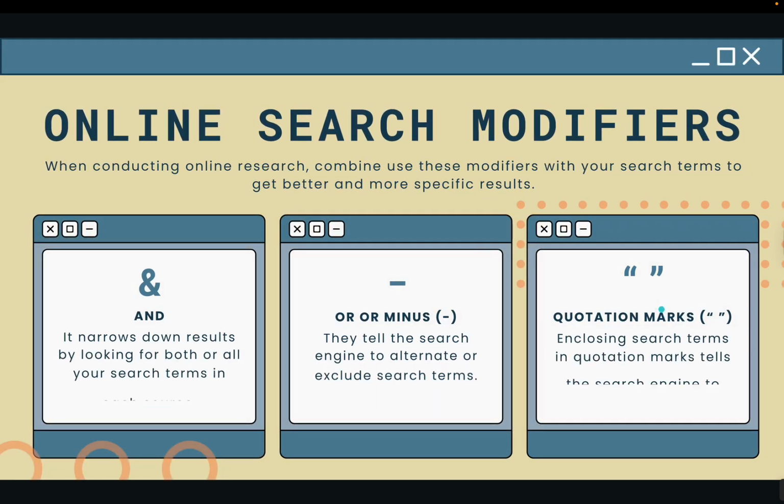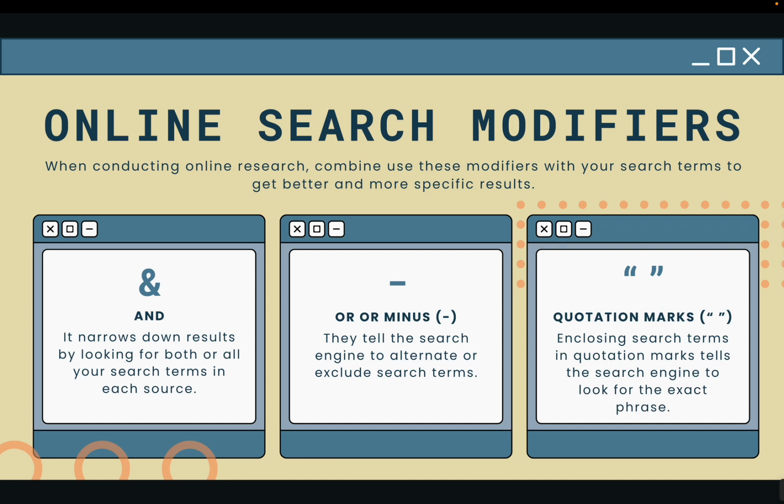So next, we're going to look at online search modifiers. When conducting an online search, combine and use these modifiers with your search terms to get better and more specific results. You can use and by narrowing down by looking at both or all your search terms in each source. Use the minus sign or use the or word. They tell the search engine to alternate or exclude search terms. Quotation marks. Enclosing search terms in quotation marks tells the search engine to look for the exact phrase.